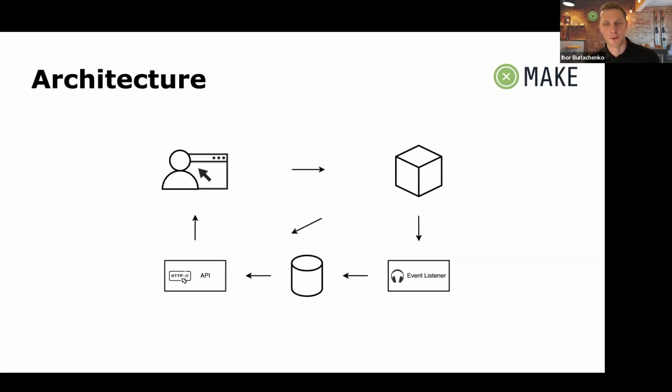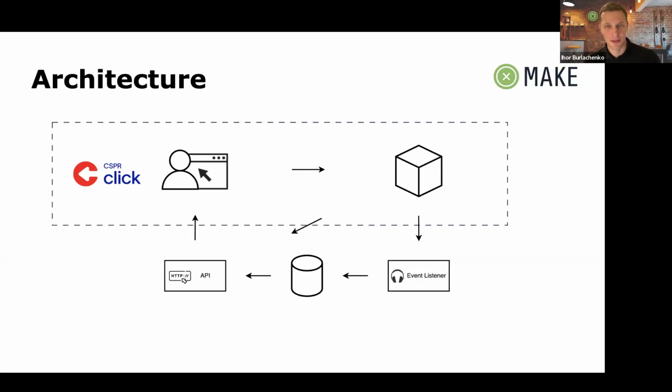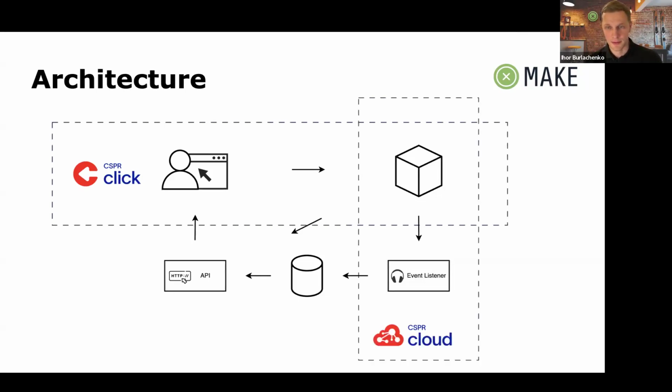So for the web client integration, we use Casper Click here, to simplify developers' lives. And on the server side, we use Casper Cloud. So actually, the API and event listener don't make any RPC request to the node. The only direct request to the node happens when you submit a new deploy. And the API acts as a proxy between the client and Casper Cloud to hide your Casper Cloud access key, which you cannot do on the client side, as it would be visible.